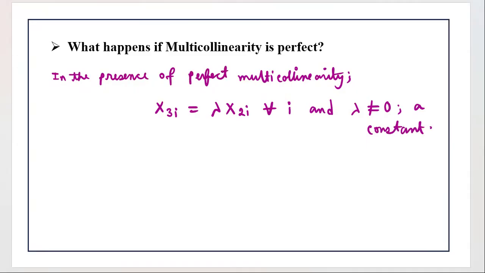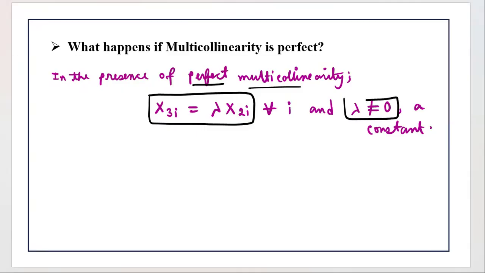I hope this point is clear that in the presence of perfect multicollinearity, you will have a perfect linear relationship between x2i and x3i. What will be the relationship? x3i will be some linear combination of x2i. Here it is lambda x2i for all i. And this lambda is a scalar quantity, strictly not equal to 0, simply a constant.